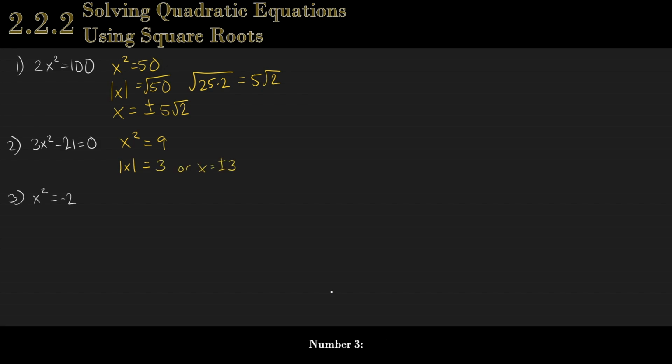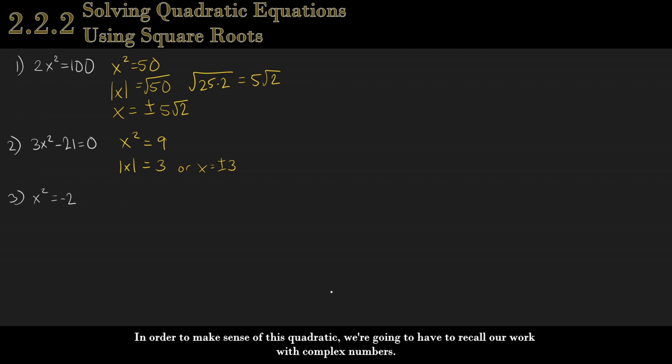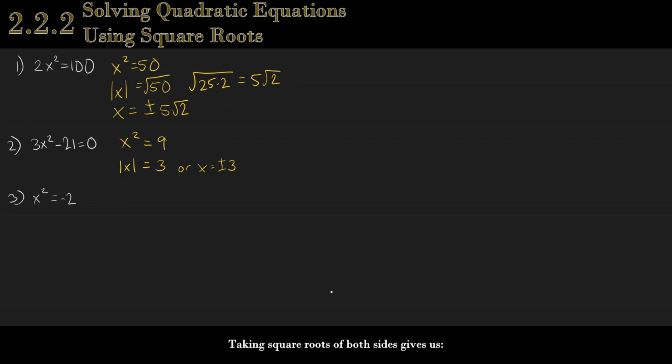Number 3, x squared equals negative 2. We have a very special type of equation here. In order to make sense of this quadratic, we're going to have to recall our work with complex numbers. Taking square roots of both sides gives us the absolute value of x equals the square root of negative 2. Using our rules for negative radicands, we get our solutions of x equals plus or minus i times the square root of 2.